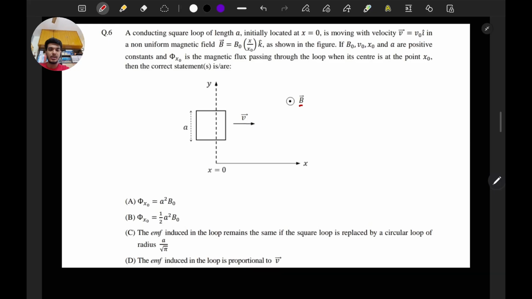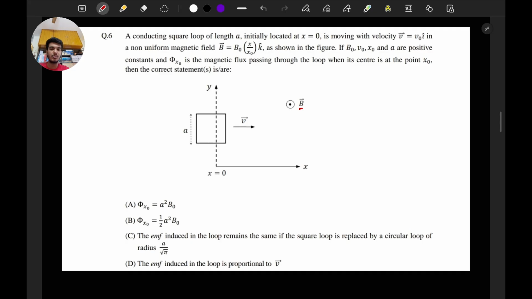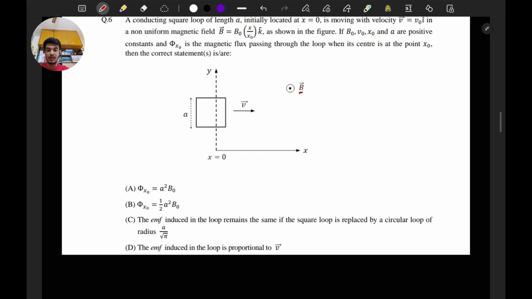If v naught, x naught and A are positive constants and phi at x naught is the magnetic flux passing through the loop when its center is at point x naught, the correct statements are.